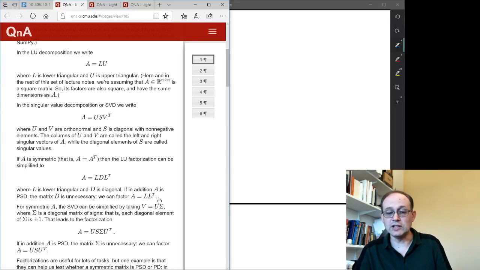This here is called a Cholesky factorization, where we do an LU factorization of a symmetric positive semi-definite matrix that's of the form L times L transpose.